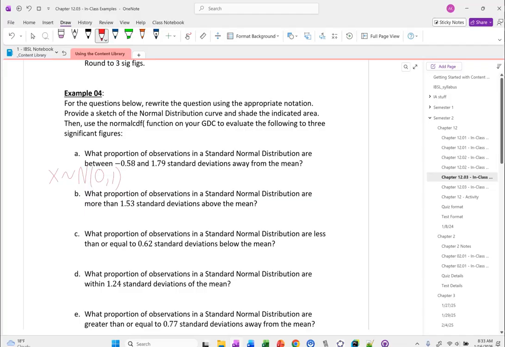Whenever you hear standard normal, that's what that means. So we have that. What probability are we looking to find? The probability that X is between negative 0.58 and 1.79. And it asks us to sketch a picture. So there's our normal curve.